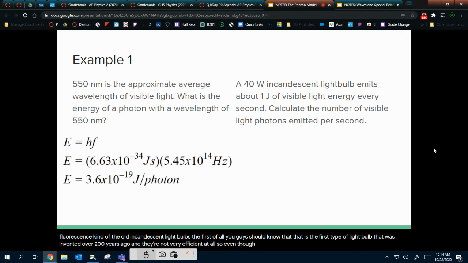So even though it's a 40-watt bulb, remember watts is joules of energy used per second. So a 40-watt bulb is using 40 joules every second, but only about 1 out of those 40 joules is actually converted into visible light. What's the rest of that energy converted to? Heat.